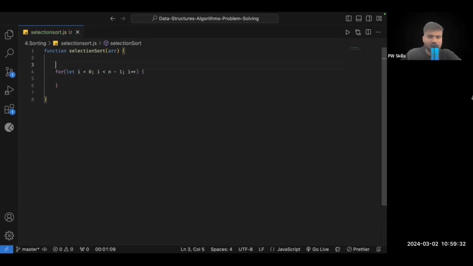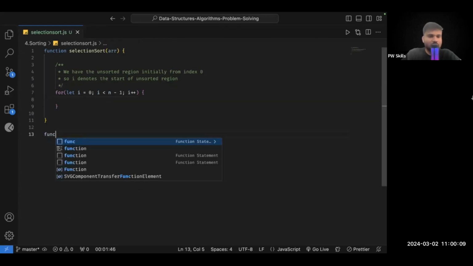So what is this loop doing? We have the unsorted region initially from index 0. So i denotes the start of the unsorted region. Cool. Now, for every unsorted region, what do we have to do?